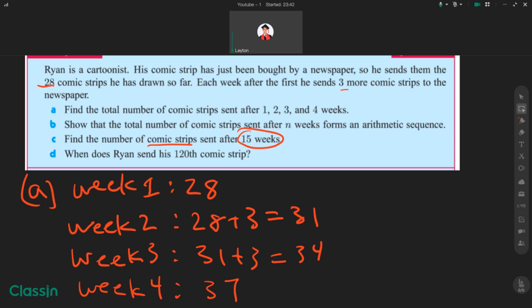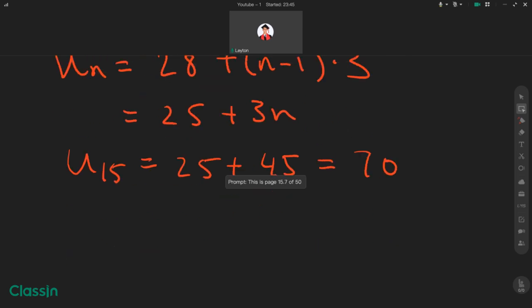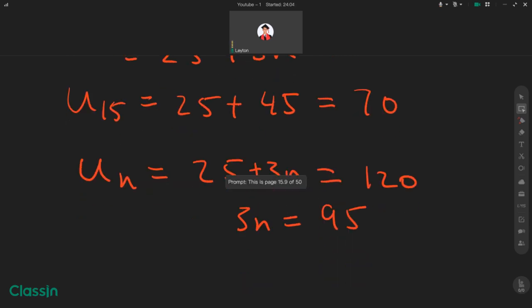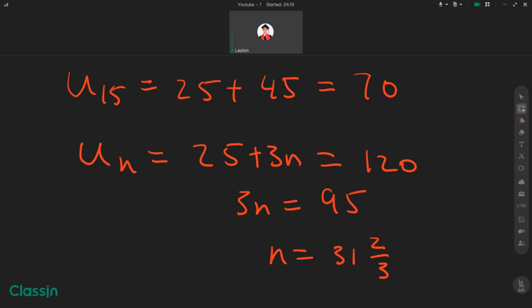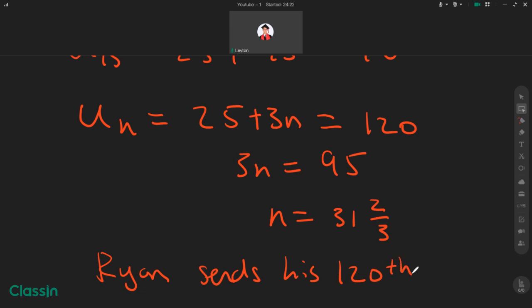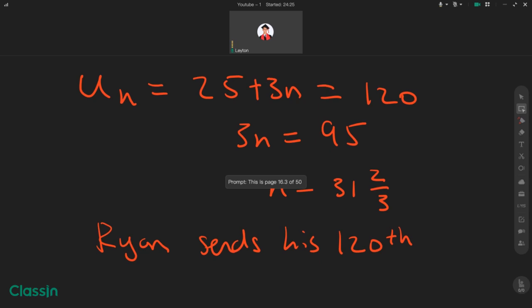When does Ryan send his 120th comic strip? Okay. U of n is equal to 25 plus 3n, which is equal to 120. So 3n is equal to 95, and n is equal to 31 2/3. So it's in the 32nd week because it's already past the 31st week. So Ryan sends his 120th comic strip in the 32nd week.